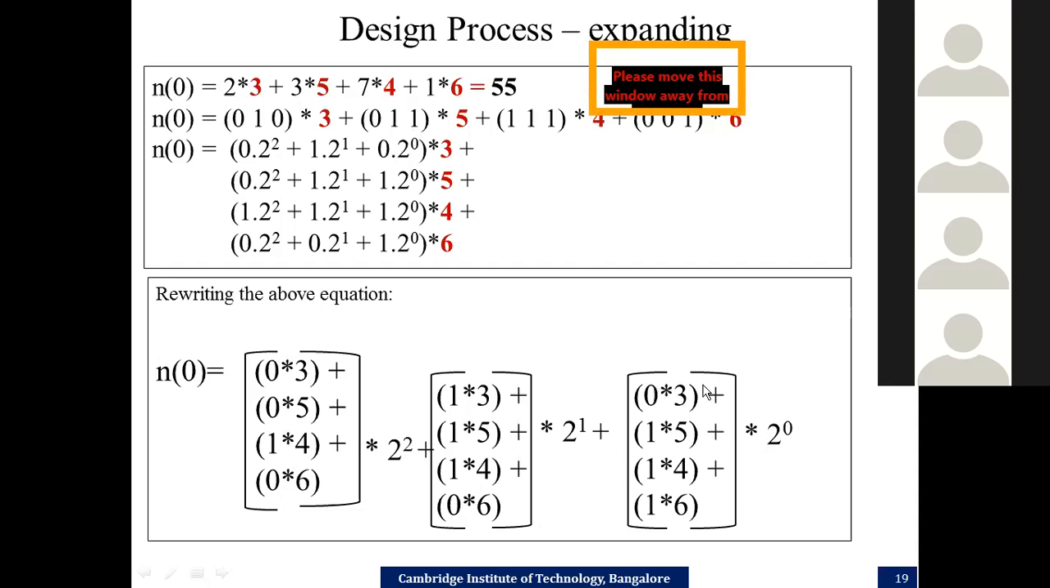Similarly, in the last term, 0 is the LSB bit of 2, that is the first input. 1 is the LSB bit of 3, 1 is the LSB bit of 7, and 1 is the LSB bit of 1. So just by a small rearrangement, you are able to get this equation.